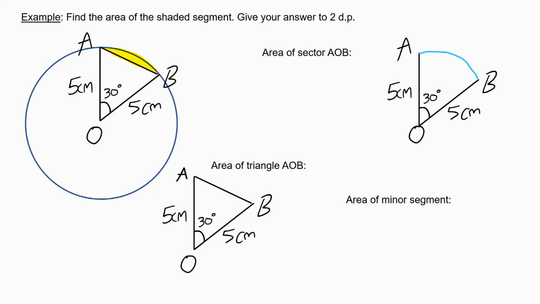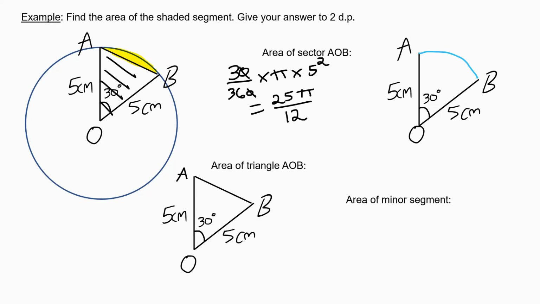For the area of the sector AOB, I need to do 30 over 360 times pi times 5 squared. So that's going to be 1 over 12, 25 pi over 12 centimeters squared. That's all of this area, the whole area of the sector. Then what I'm going to do is work out the area of the triangle AOB.